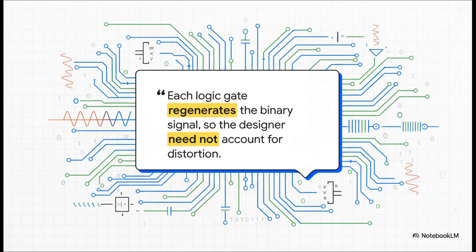And this quote right here, this gets to the absolute magic of digital. Because every single logic gate cleans up the signal, snapping it back to a perfect 1 or a perfect 0. Engineers don't have to worry about all the noise and distortion that plagues analog design. This is the reason we can build chips with billions of transistors that actually work reliably.